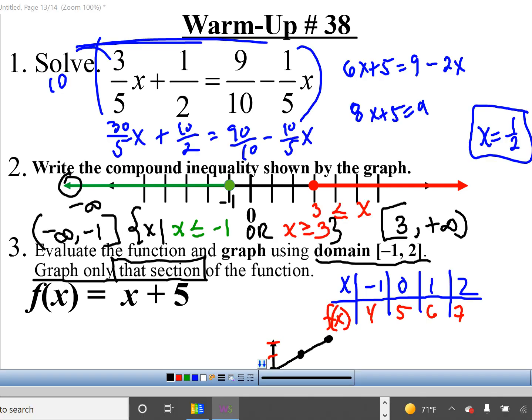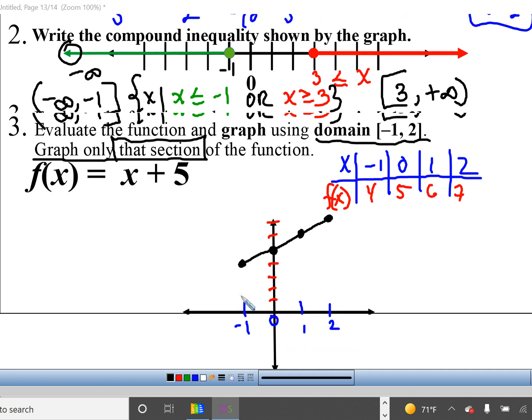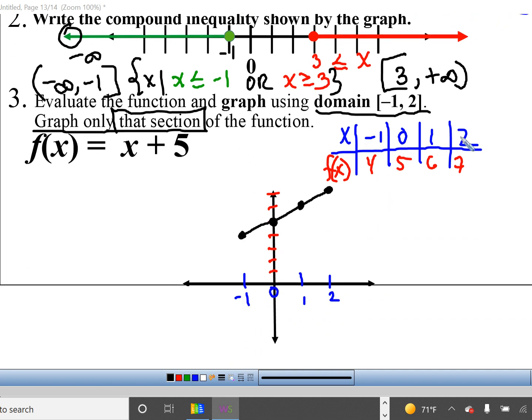Alright, so the answers for the warm-up are on your screen. Number 1, you should have gotten x equals 1/2. And for number 2, they gave us the solution set of x such that x is less than or equal to -1 or x is greater than or equal to 3. And they give us the interval notations on the side, so double check your work. And then for number 3, they gave us the domain. Here it is, the range, and here's the section because they only asked us to graph that section. Alright?